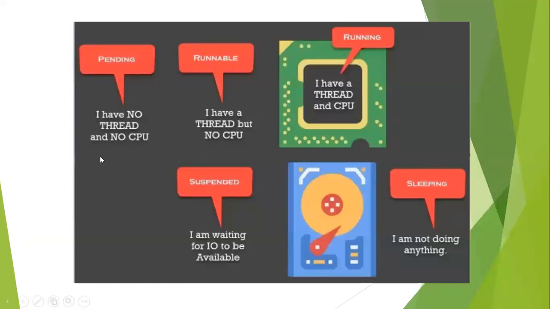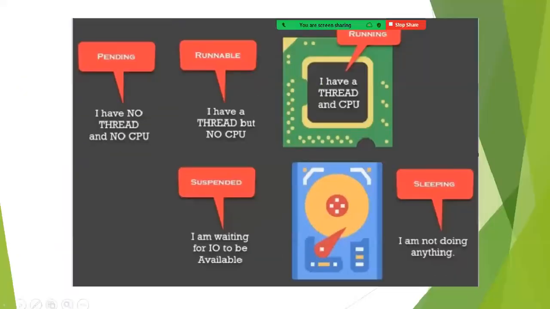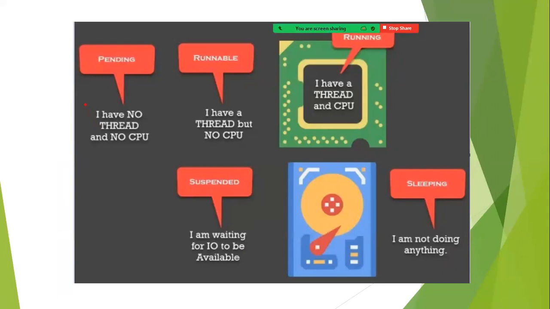I have no thread and no CPU, right? If I don't have a thread and don't have a CPU to run, then it will be pending. Because you don't have a thread to assign a task, it has to be waiting or pending for the task to be assigned to a thread. But I don't have a thread because I have exhausted the number of threads the SQL Server can assign.